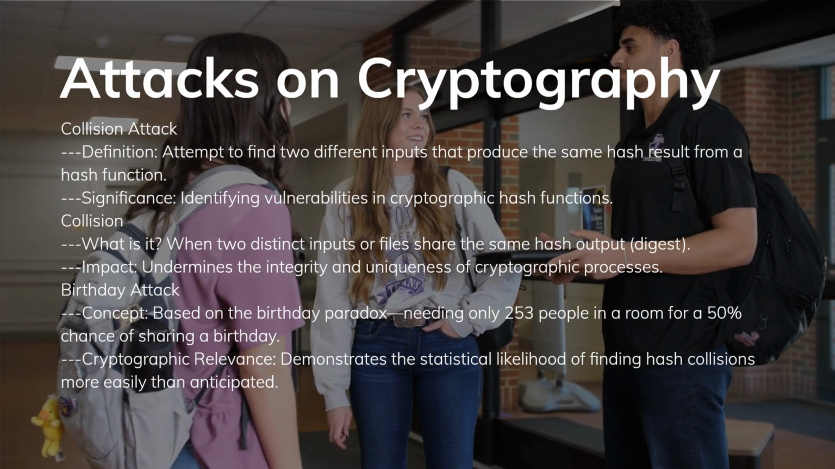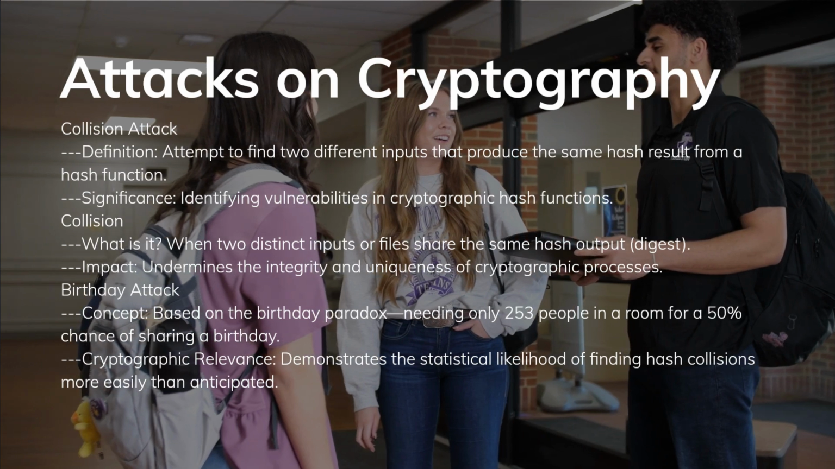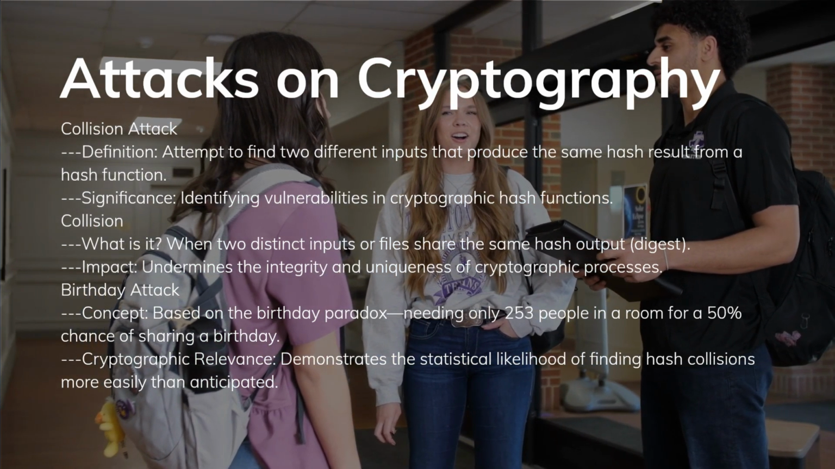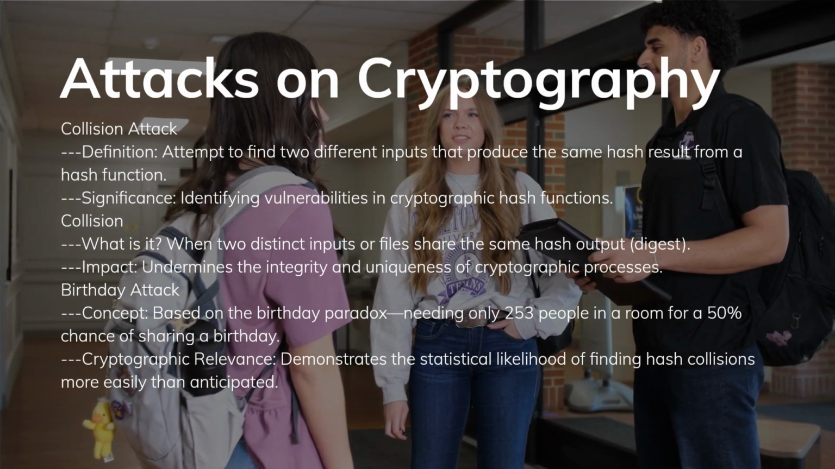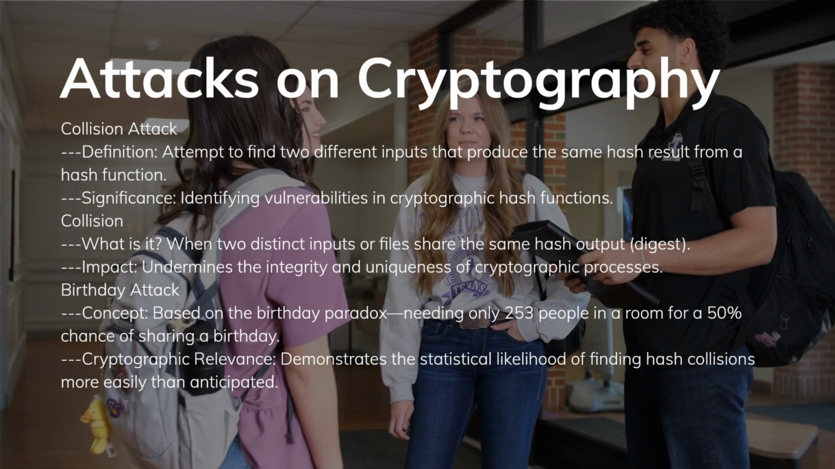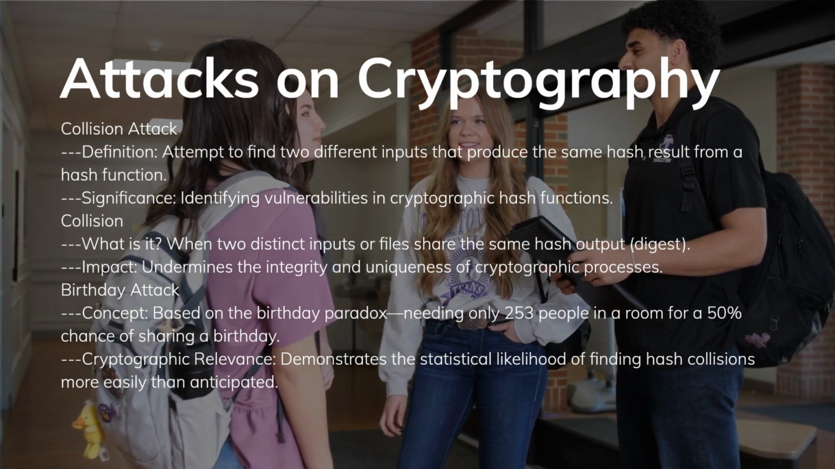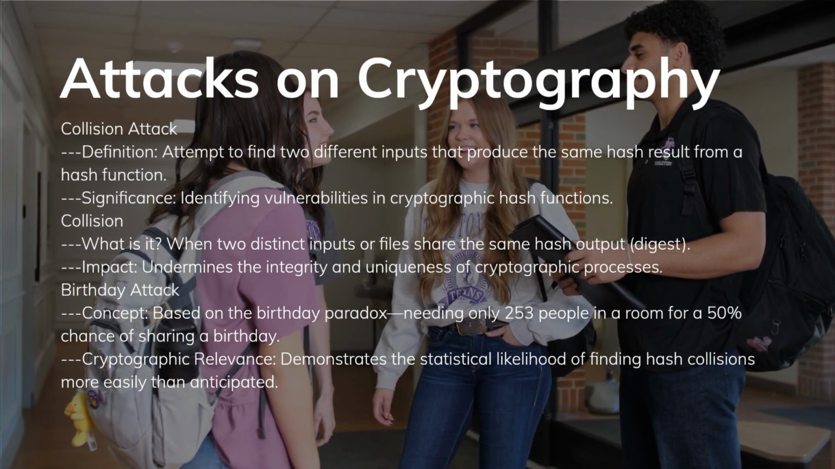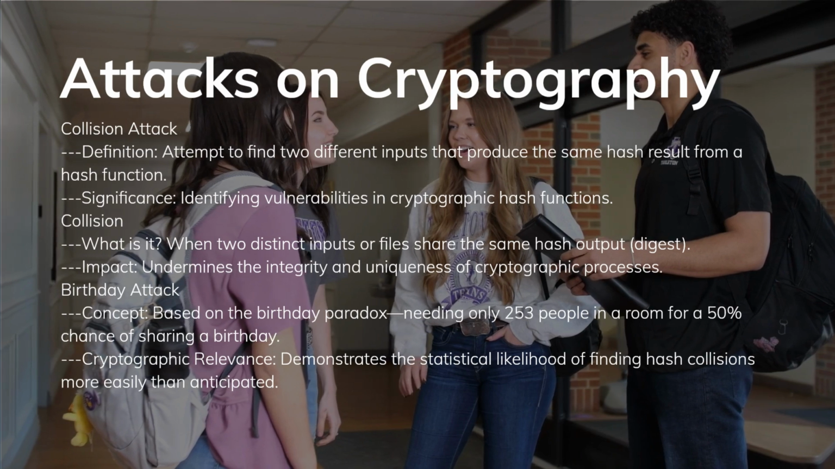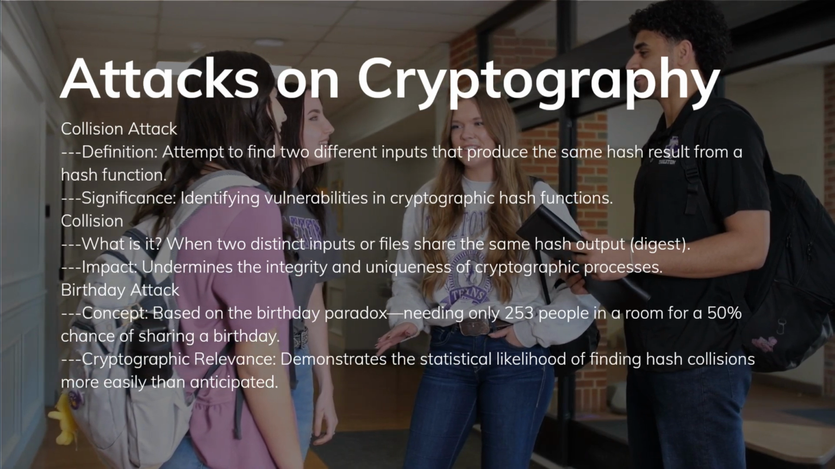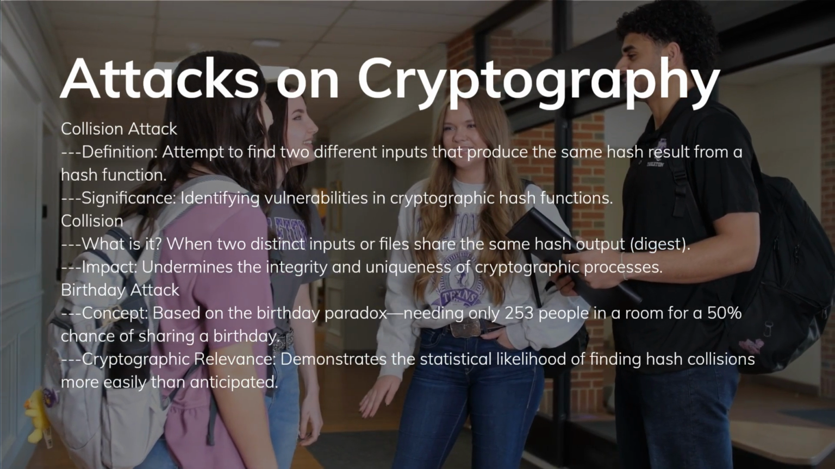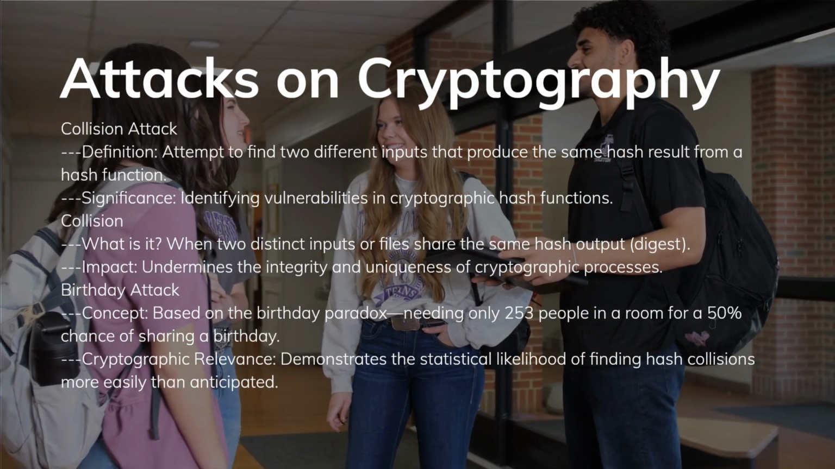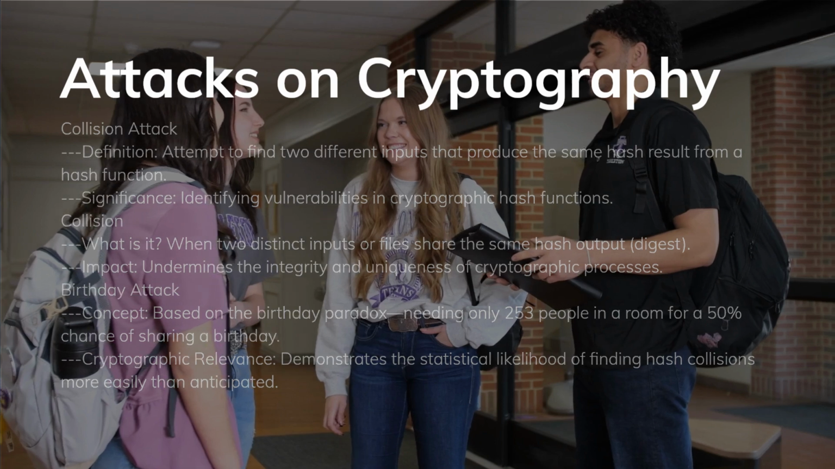Now, there's another interesting concept called a birthday attack, which uses the idea from the birthday paradox. This paradox says that you only need 23 people in a room for there to be a 50% chance that two of them share the same birthday. Similarly, in cryptography, a birthday attack means finding two different messages that end up with the same code quicker than you might expect, just like finding birthday twins in a large room full of people.